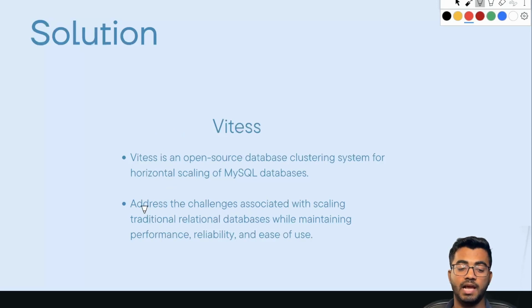Its performance, its reliability, the community, and the ease of use made it very popular for Twitter to think that this is a very viable solution for the problem that they were facing.